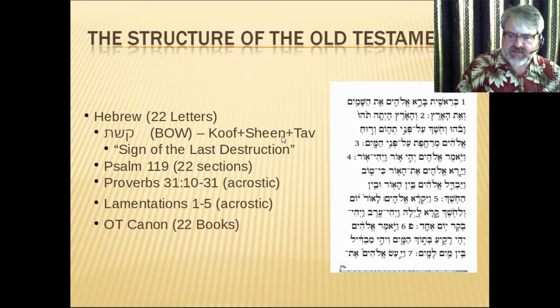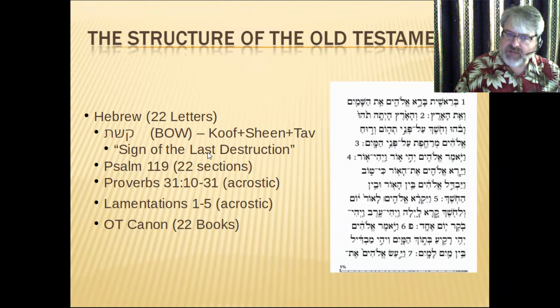That is the finality, or the sheen being the instruction, sorry. So the kuf is the sign, or that is the symbol, and the last instruction is the tav sheen, or destruction last. So bow, like a bow for a bow and arrow, as illustrated in Genesis 9, this bow is a sign that God is not going to destroy the earth again. You can read into that this bow is the sign of the last destruction. That kind of has some implications there. I'll leave it there.